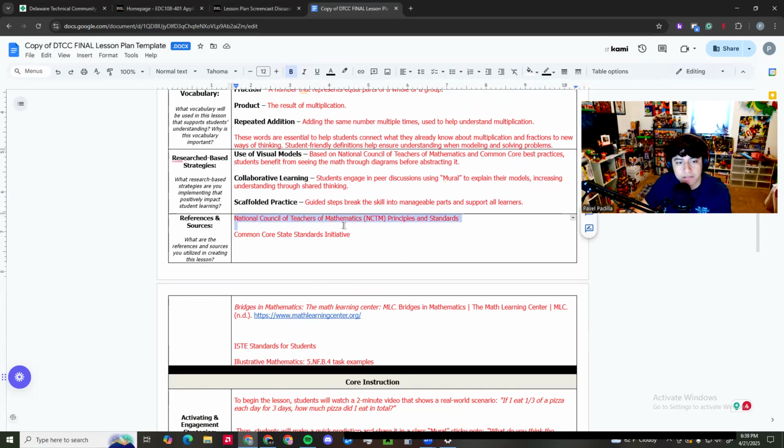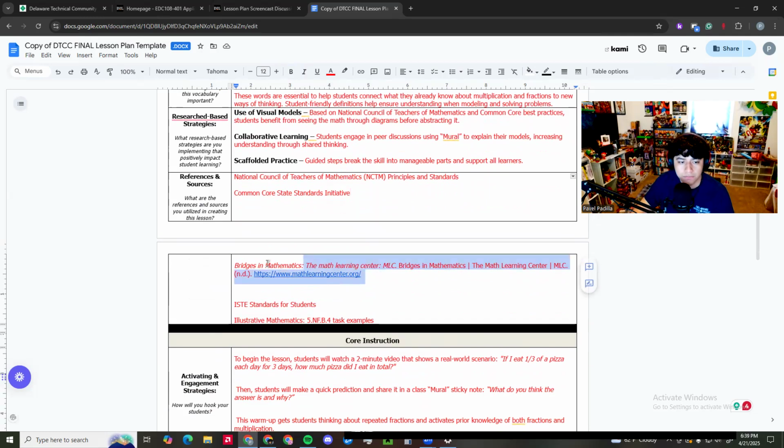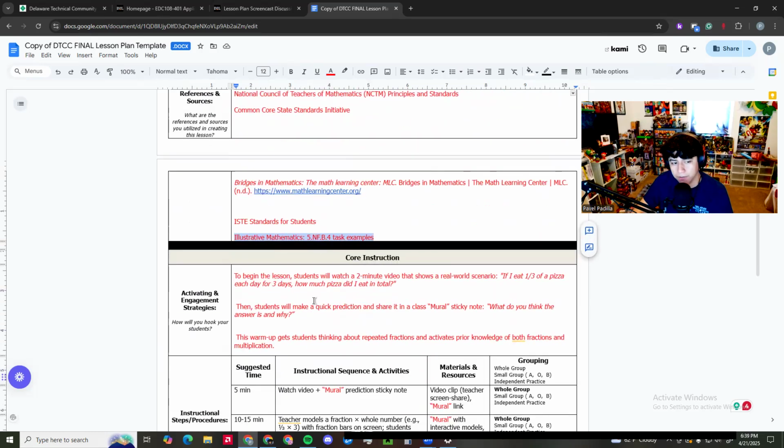My references: NCTM, Common Core Standards, obviously. This website I learned about, Bridging Mathematics, how to make it easier, essentially. ISD standards as we learned above, and more math Common Core standards.